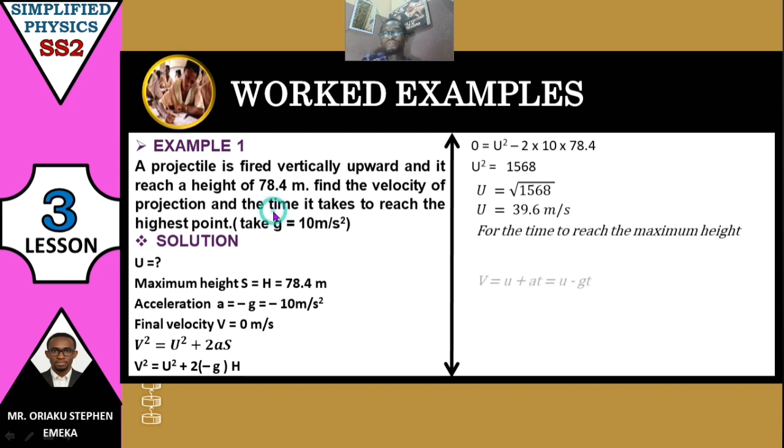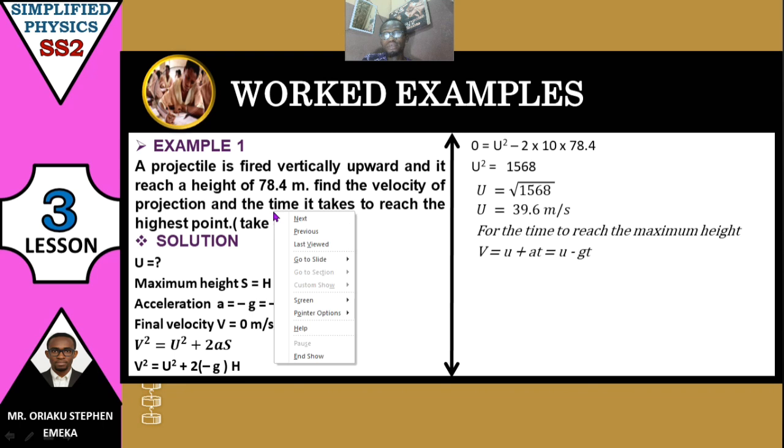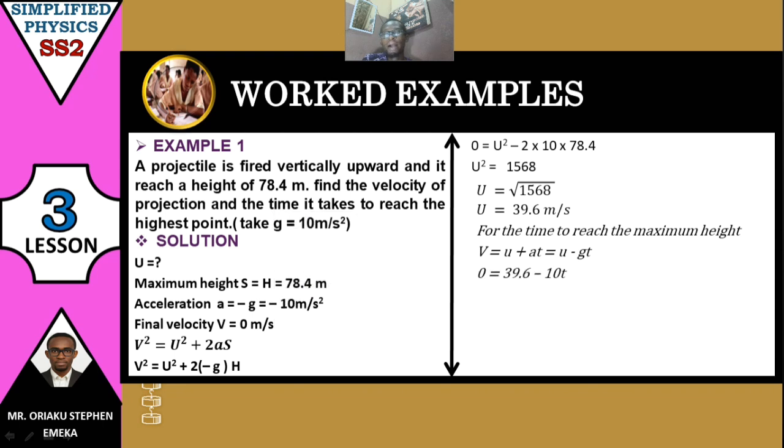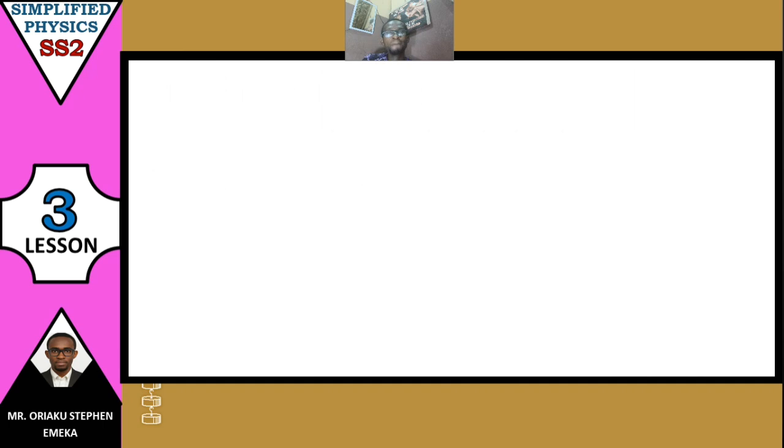For the time taken to reach the maximum height, we make use of the first equation of motion, and we input our values. We have already gotten u, so remember that our a is minus g. Making t the subject of the formula, our time is 3.96 seconds. So this is the time it will take for the body to reach the maximum height. Okay, let's go to the next example.